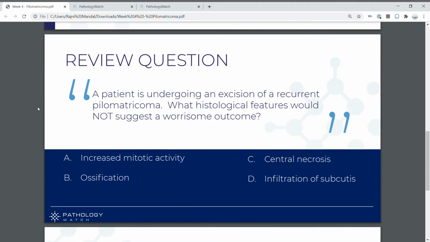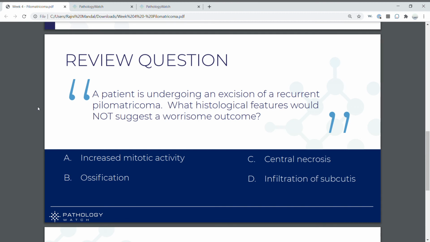Here's your review question for today. A patient is undergoing an excision of a recurrent pilomatricoma. What histological features would not suggest a worrisome outcome? A. Increased mitotic activity. B. Ossification. C. Central necrosis. Or D. Infiltration of the subcutis. The answer is B.